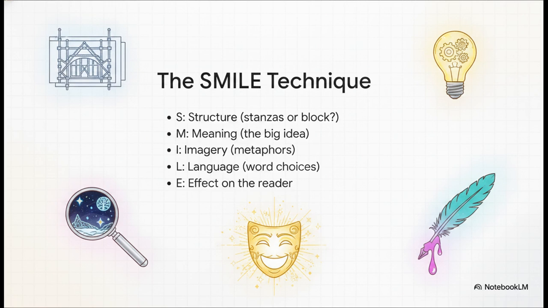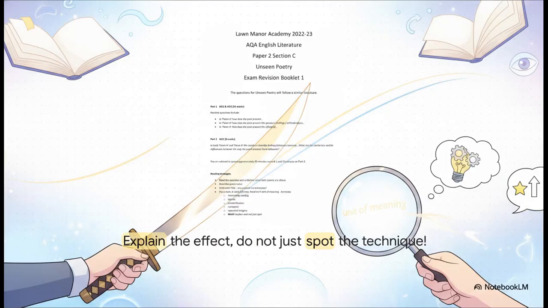And E? Well, E is where the highest marks are hiding. That stands for the effect on the reader. How does this poem actually make you feel? Evaluate all of those and you won't miss a thing. To actually execute this, there's a great piece of advice from Lawn Manor Academy. They say you should literally slash your poem at the full stops. Read it in units of meaning, rather than getting trapped by where the lines break.